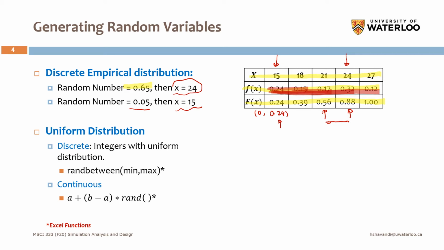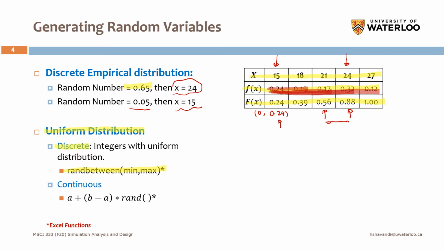Let's have the uniform distribution here. For the uniform distribution, if it's discrete, then we can use this function in Excel, RANDBETWEEN(min, max). So if it's discrete between two values, min and max, then we can use RANDBETWEEN(min, max) in Excel in order to generate a random variable for this distribution, and that's it.